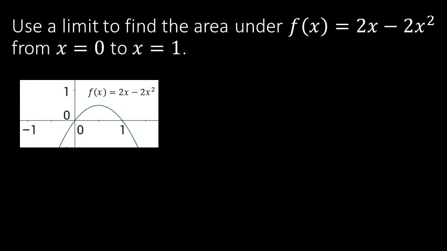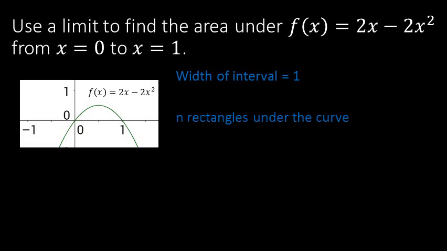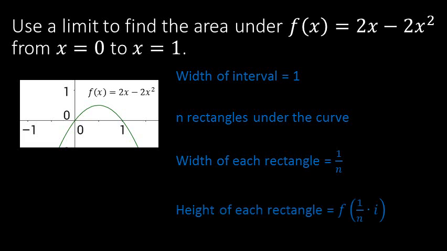In number 6 on the handout, we're asked to use a limit to calculate the area under f of x equals 2x minus 2x squared from x equals 0 to x equals 1. The width of the interval is 1. And for n rectangles drawn under the curve, the width of each rectangle will be 1 over n. The height of each rectangle will be f of 1 over n times i. So 1 over n times 1 for the first rectangle, 1 over n times 2 for the second rectangle, and so on.